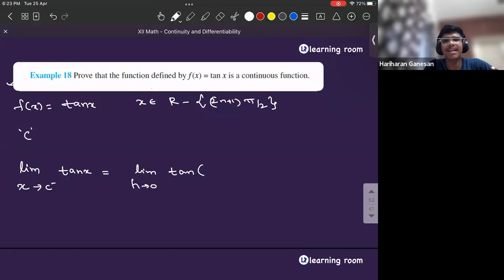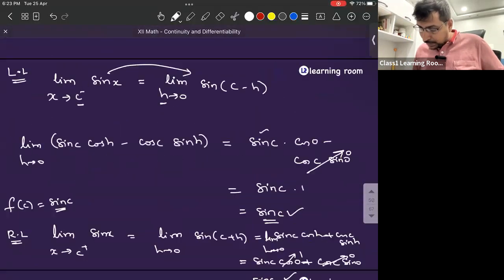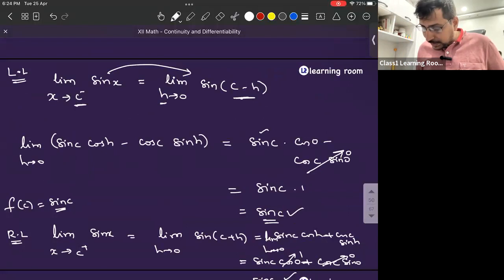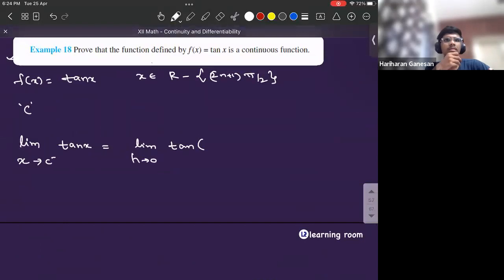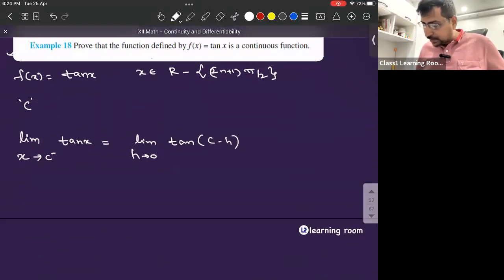Come again. Tan of x plus h, sir. No, see what I did here. If it is c minus, I wrote c minus h. Wherever x is there, you will replace it with c minus h. Okay, sir. So what should the value be? Tan of c minus h.